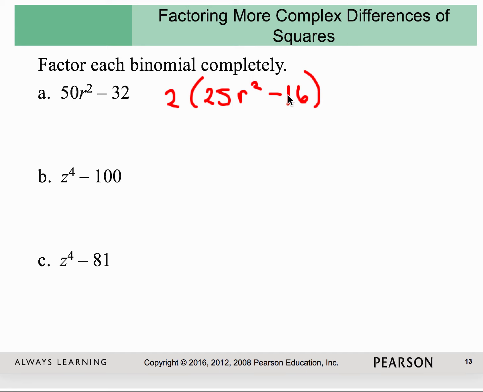Okay, there's not another factor, but now I notice that this is 5 squared, and of course that's r squared, and that's 4 squared. And as long as it's a minus on squares, then I know how that factors. That 5r and that 4 go in each one. One gets a plus, one gets a minus.